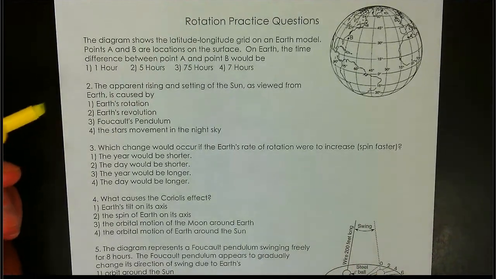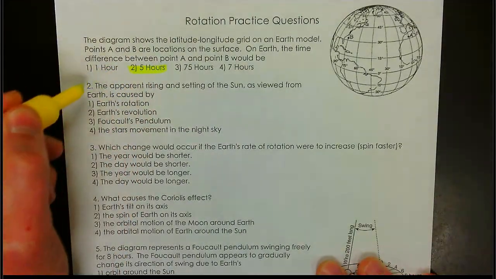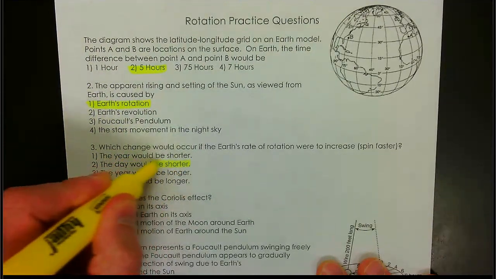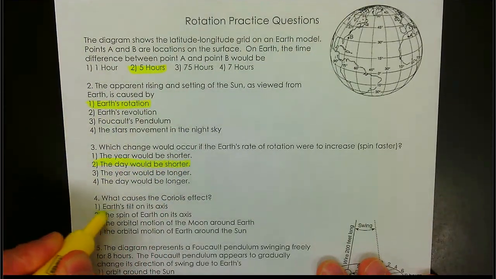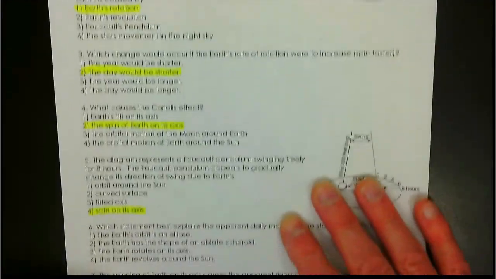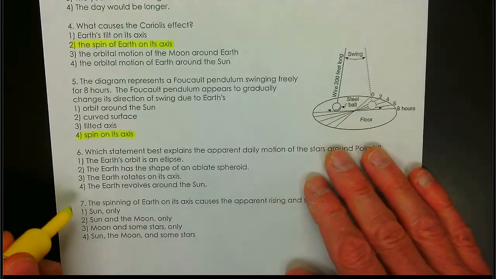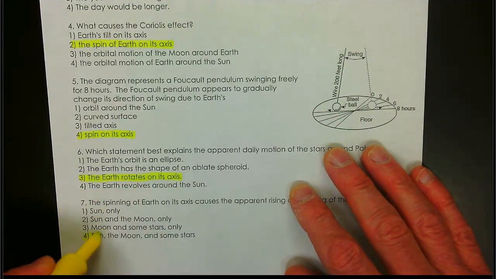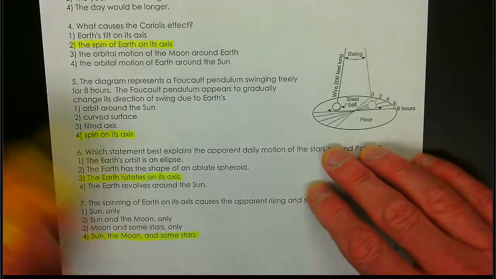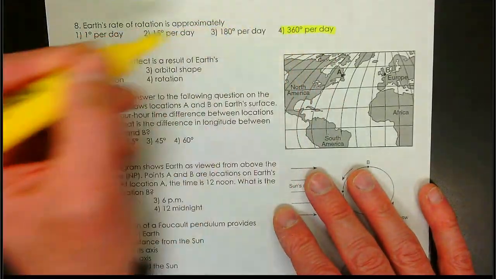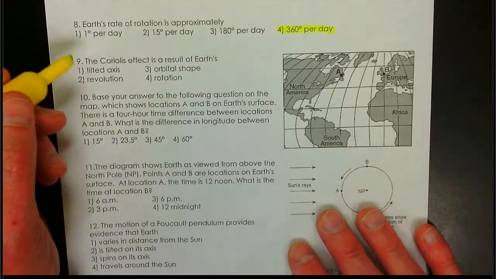So 1, the correct answer is 2. 2 is 1. 3 is 2. 4 is 2. 5 is 4. 6 is 3. 7 is 4. 8 is 4. That's usually the tricky one. 9 is 4.